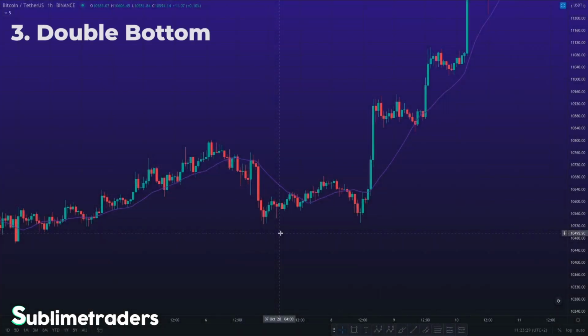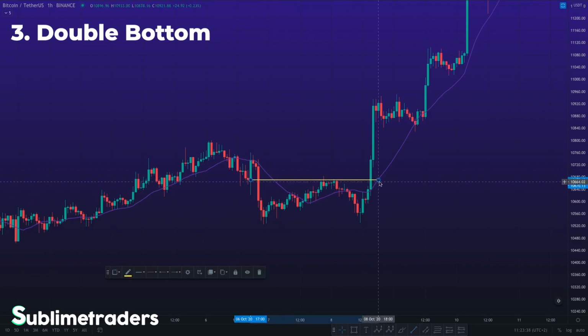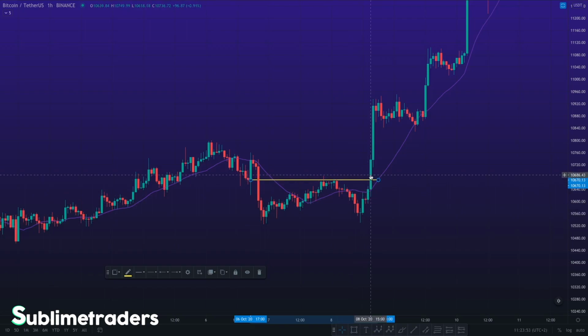Next up, the double bottom, which is basically a double top inversed, of course. It also has a neckline. I will draw the neckline right here. This is a neckline, and it basically just hits bottom, retraces to a resistance, hits the same bottom again, and then on the second retest of the resistance, it breaks. This is a clear signal of a double bottom and trend reversal.